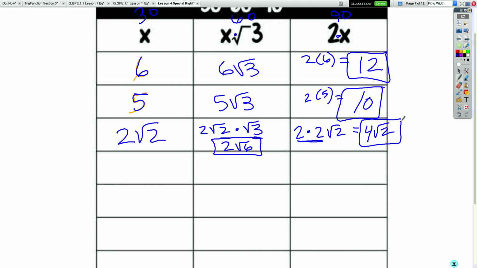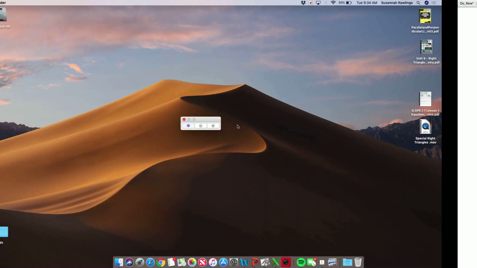Okay, so I'll give you an example to try. Let's do 10 square root of 7. 10 square root of 7. And I'll walk around. I'll pause it here if you have any questions.